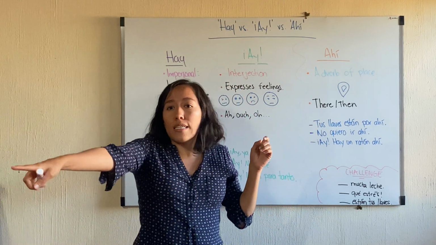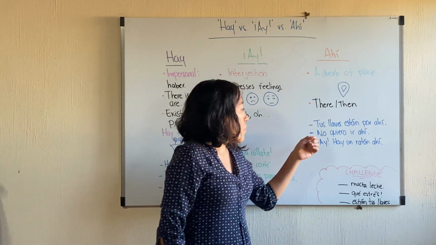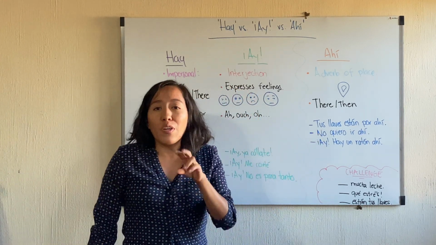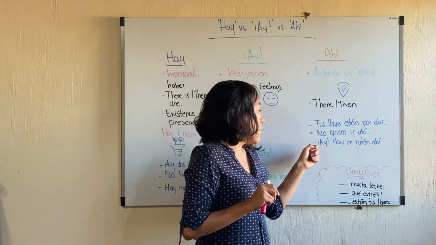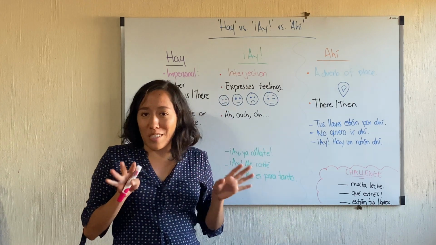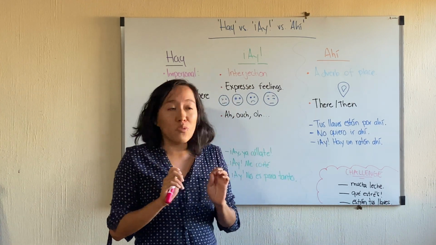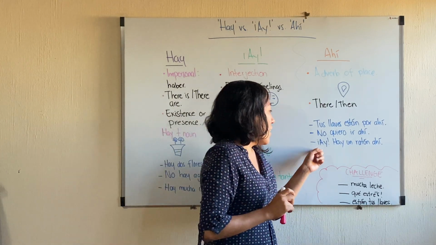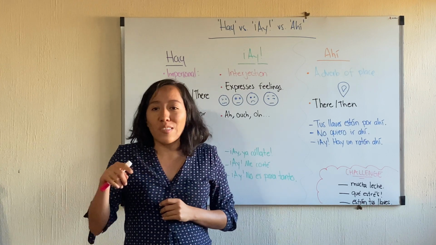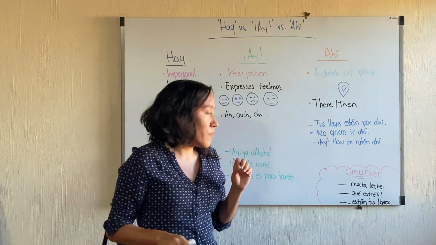Tus llaves están por ahí. Your keys are over there. Number 2. No quiero ir ahí. I don't want to go there. And check number 3. This one is my favorite because it's a perfect example that shows you that you can combine the 3 words into the same sentence. Ay, hay un ratón ahí. Oh my god, there is a mouse over there.